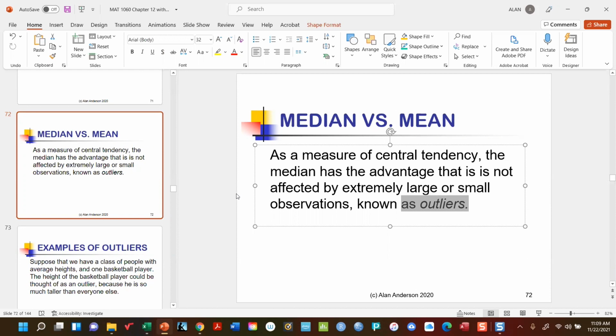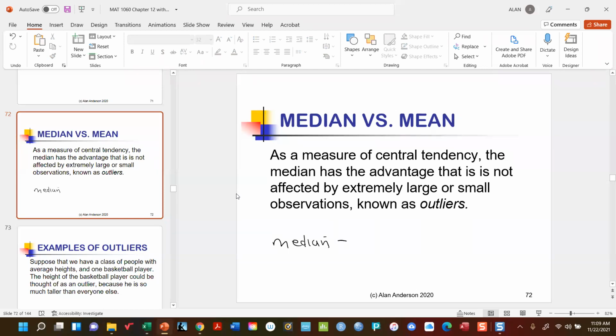And we'll see in a few minutes, but I'll just tell you right now that when we have outliers, I might as well write it right here. Use the median when our data contains outliers. And again, we'll see an example of this in a minute. But this is just telling you where we're going.